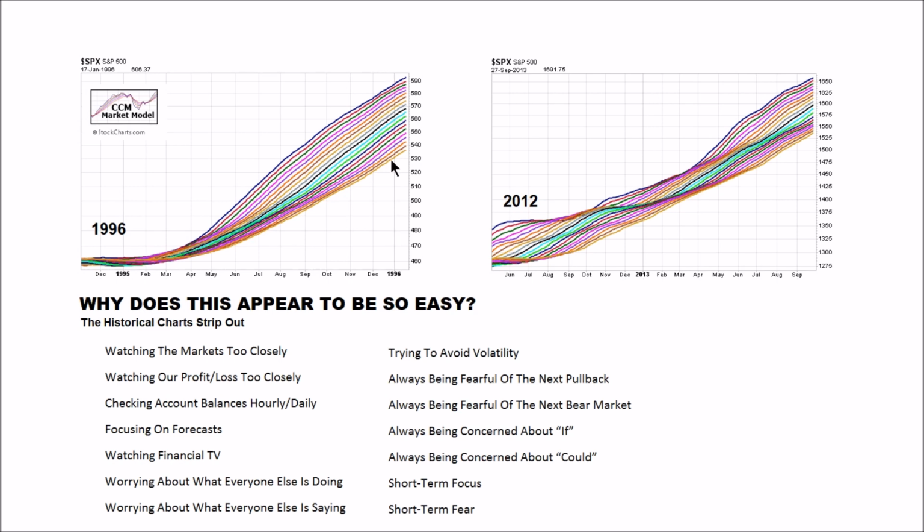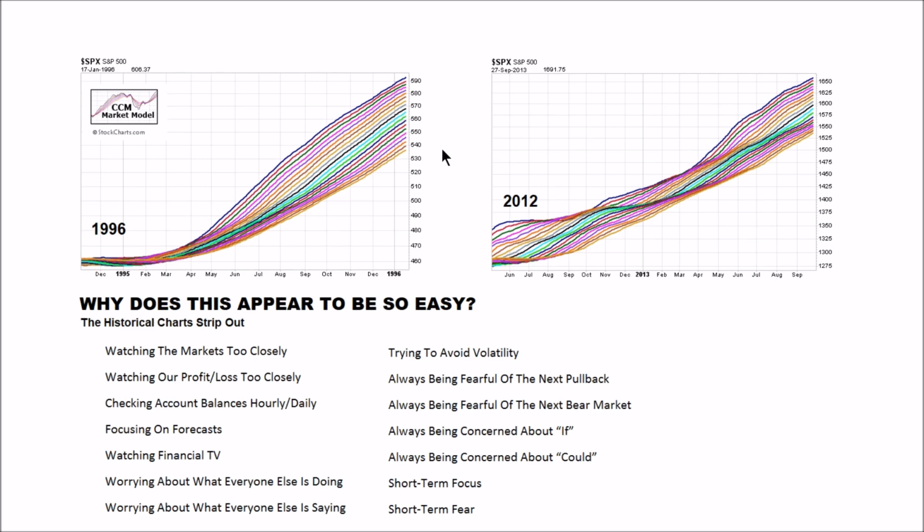It's easy with the benefit of hindsight because these historical charts are stripping out, we do not have to deal with all of these common things or slip-ups that we make as humans. We're not watching the market tick by tick when we look at this chart today. We're not watching our profit and loss too closely. We're not thinking about bearish forecasts. We're not watching TV when we look at this with the benefit of hindsight. When we look at this today, we're not worrying about what everyone else is doing, what everyone else is saying.